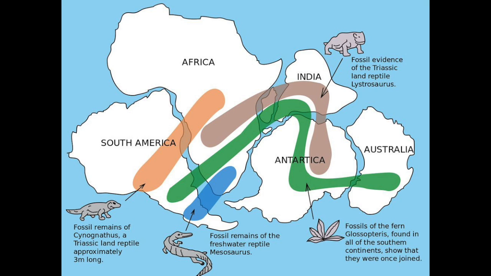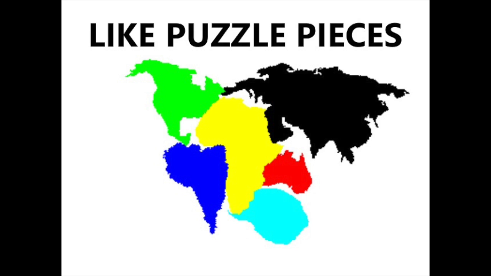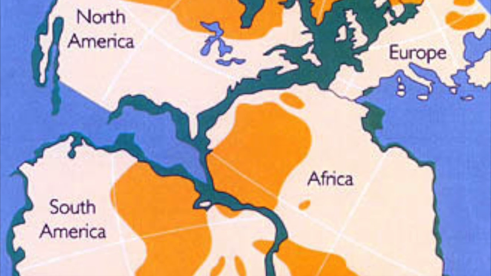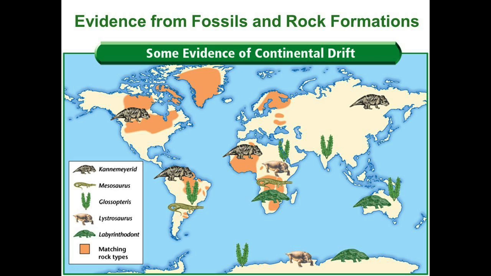There are many pieces of evidence that can be used to support this theory, but I'm just going to be going over three. First, that the continents feel like puzzle pieces. Second, that there are matching rock ages and types of rock across continents. And third, that there are matching fossils among continents that are far apart.